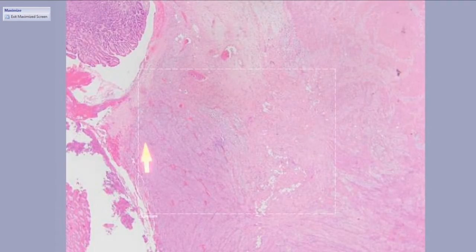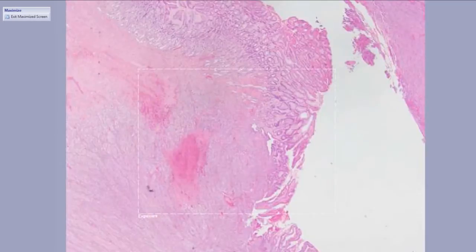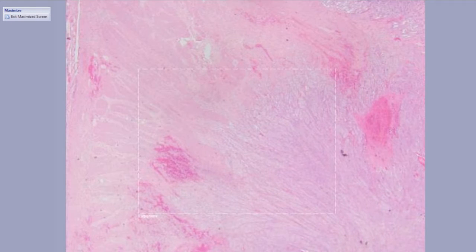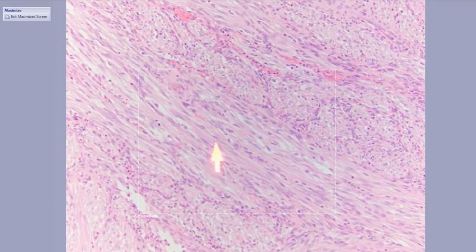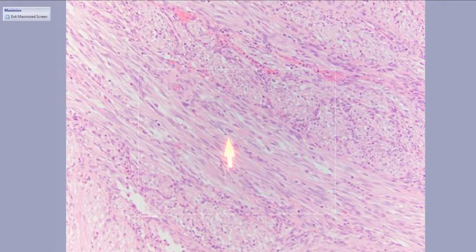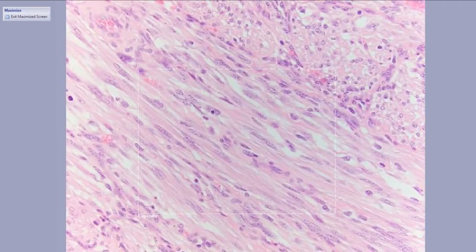You know, it's trickling out into the wall a bit more insidiously, hard to get a good sense of where the tumor stops and the wall begins. We go on a higher power, very strikingly fasciculated. There's some nuclear atypia. We can already tell there's prominent mitoses. The cells are enlarged, and already at low power, I can see some mitoses.